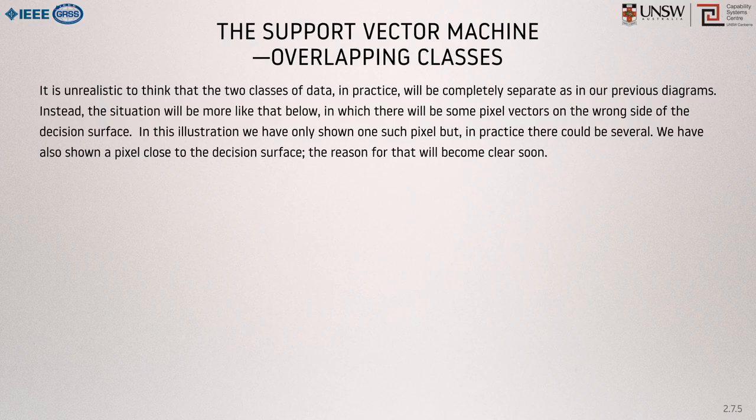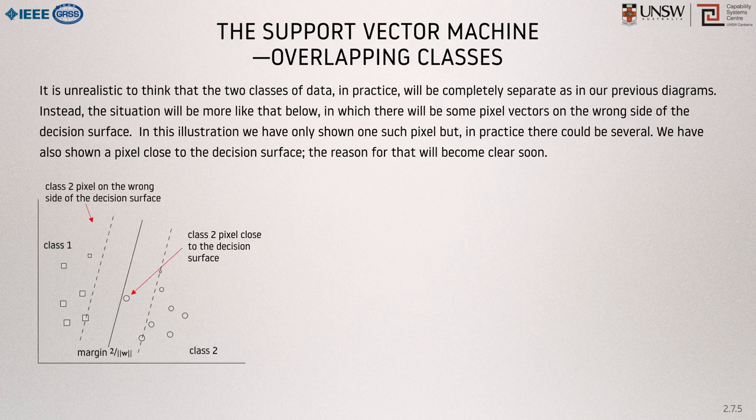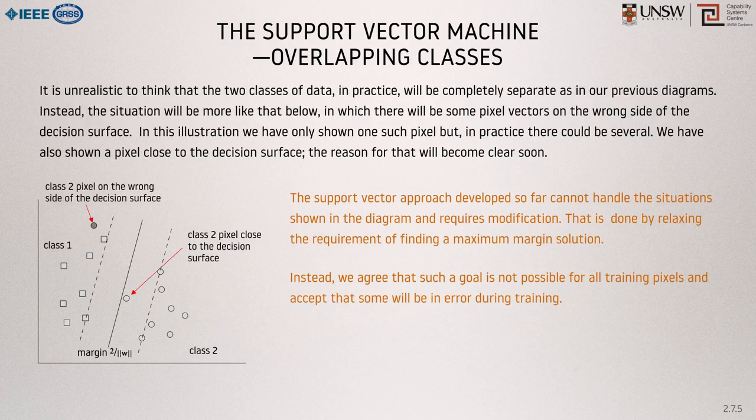For real data, it is highly unlikely that two classes will be linearly separated as in our previous analysis. Instead, there is likely to be overlap as shown in the diagram here. To make the support vector machine able to handle such realistic situations, we need to introduce some slackness into the training process, by which we mean we cannot achieve a best separating hyperplane, but probably one that is as best as we can do.